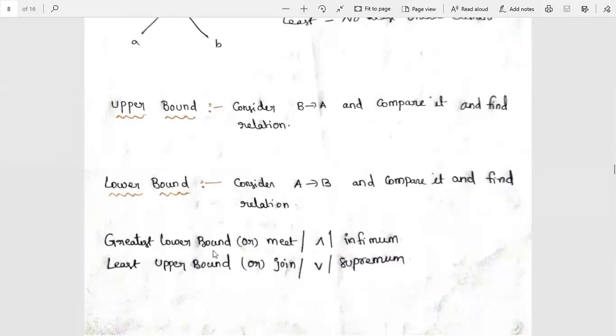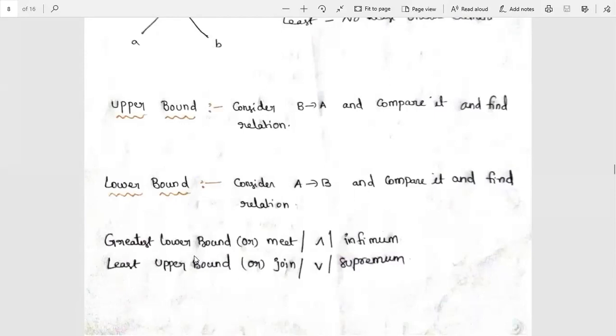So next one, lower bound. So we consider A to B. In this lower bound, A is the main set in which all the elements are contained in the Hasse diagram, and B is a subset of A in which we have to take two or three elements of the given example, compare and find the relation. So here we compare all the elements of A to all the elements of B, check whether all the elements of A are related to B or not, and then find the lower bound.